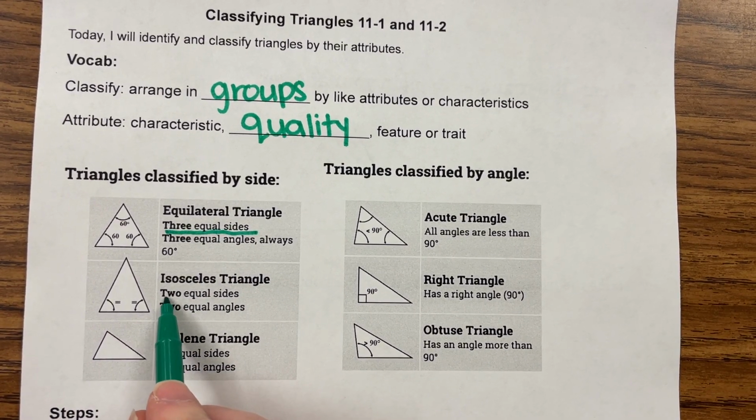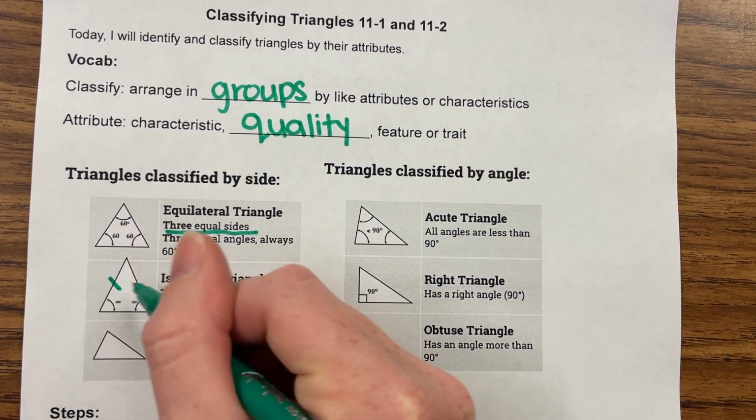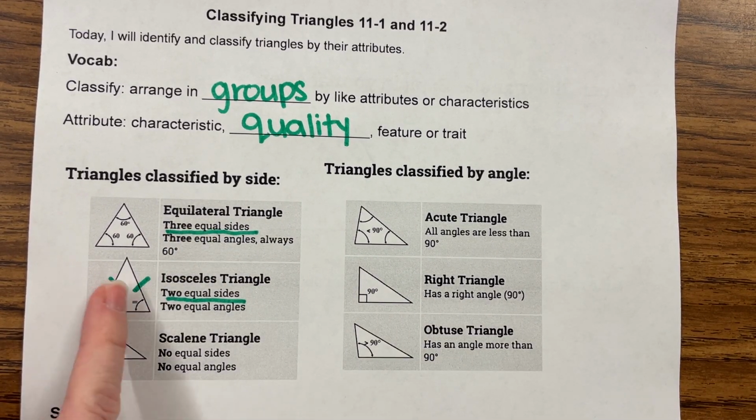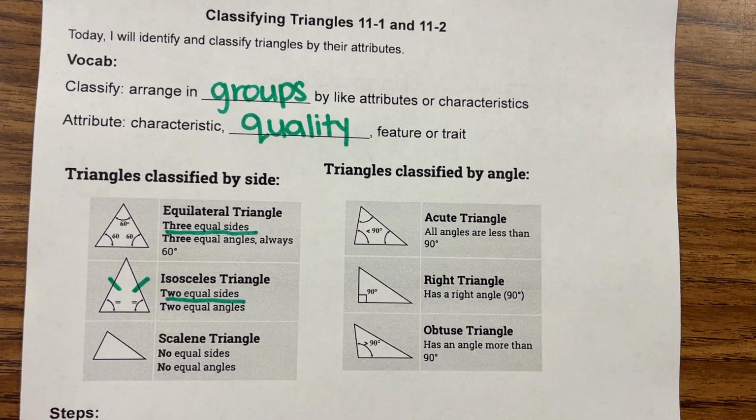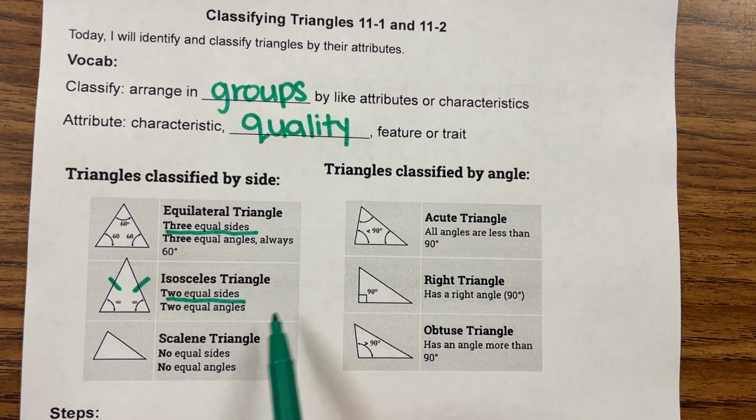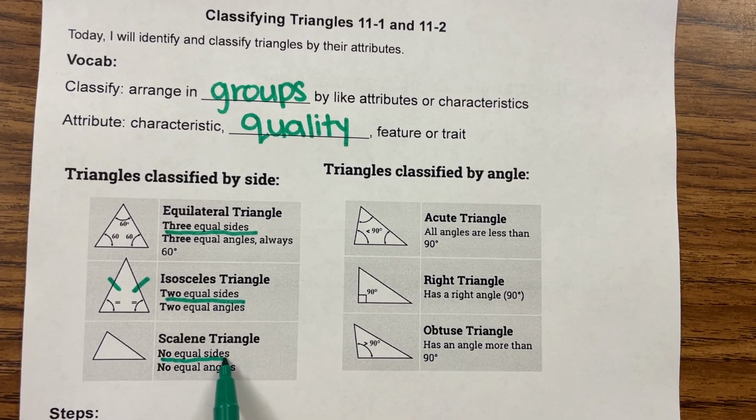Isosceles, that is 2 equal sides. So I see here this one's equal and this one's equal. This one is not the same length, so it's not an equilateral. And then a scalene triangle is no equal sides.